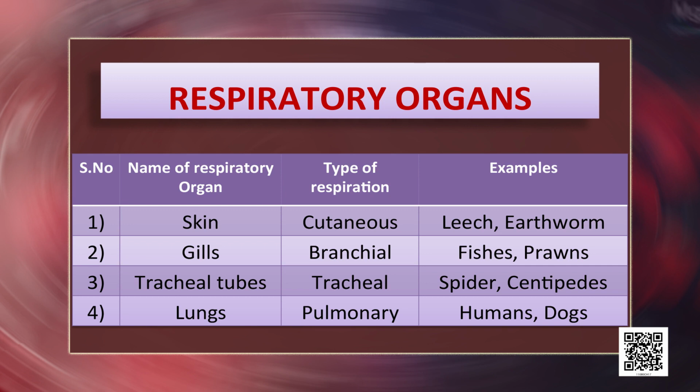In case of insects and others like spiders, a network of fine thin tracheal tubes present throughout the body helps in the exchange of gases. This is called tracheal system. Mammals including humans, reptiles and birds have lungs which help in exchange of gases, and this is called pulmonary respiration.